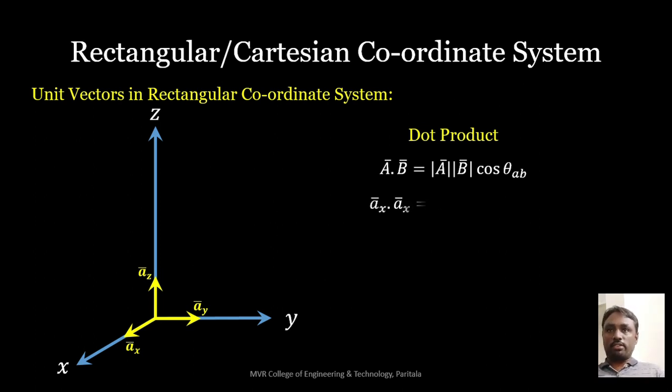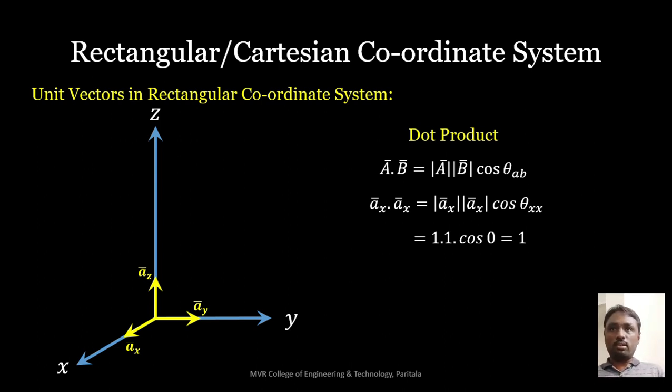First, similar vectors. That means ax bar dot ax bar is equal to the magnitude of ax bar into the magnitude of ax bar into cos of the angle between x and x. What is the magnitude of ax bar? 1. The angle between x and x is always 0. For x and minus x, it will become plus or minus 180. But here it was x and x, so it will become 0. So cos 0 is equal to 1.